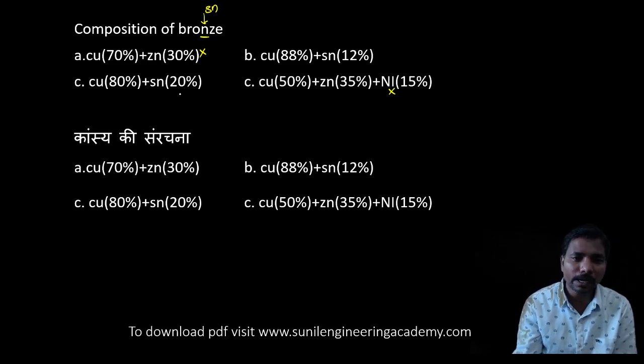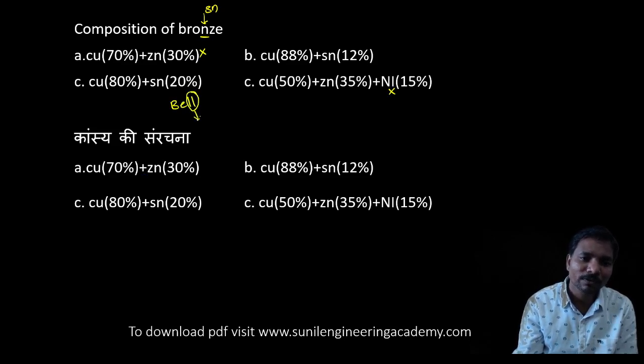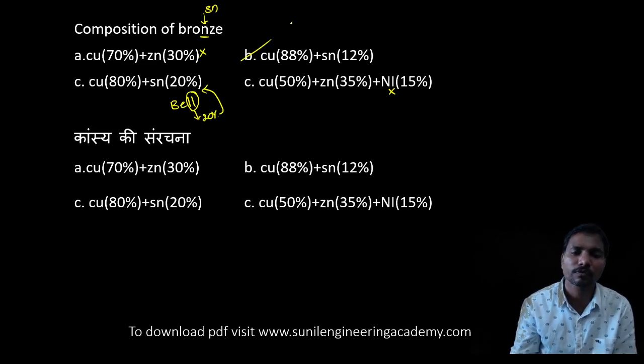And in the bell metal, we have the two L's, 20% tin is there. In the bronze, only 10 to 12%. So go with option B.